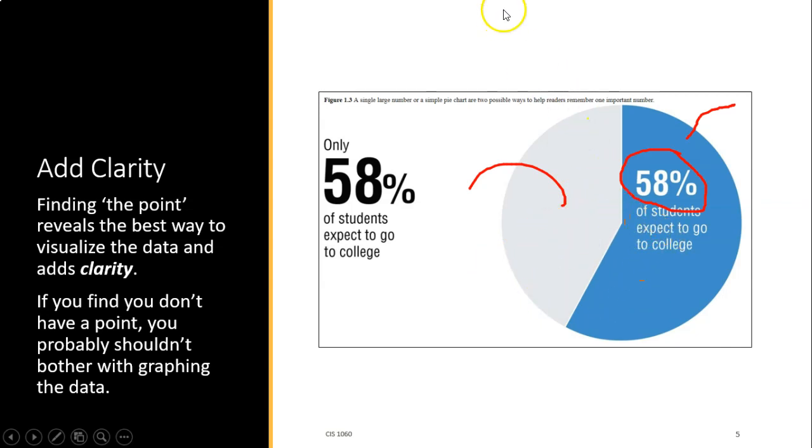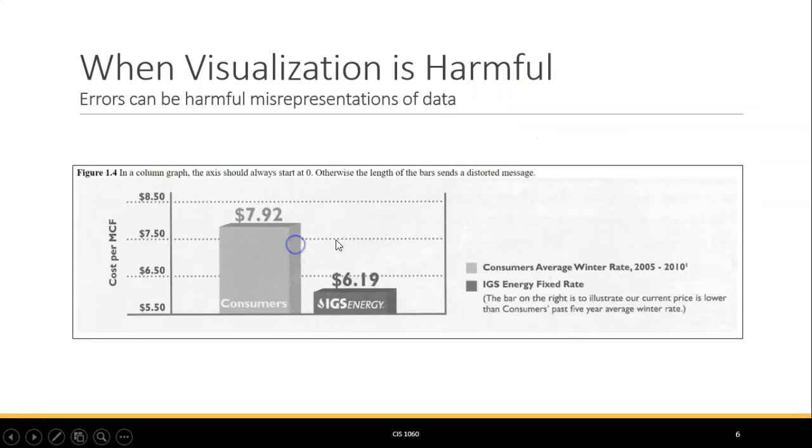So we're comparing two numbers here, the ones that expect to go to college and the ones that don't expect to go to college. It works. Pie charts work when you're comparing two numbers. However, they don't always work, and we'll talk about those in greater detail. So data visualizations can be harmful, by the way. Let's take a look at this.